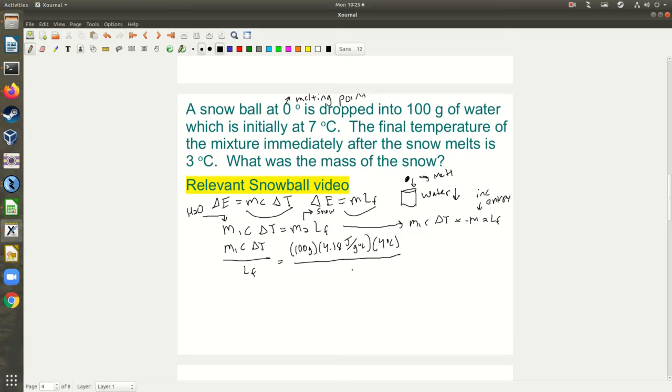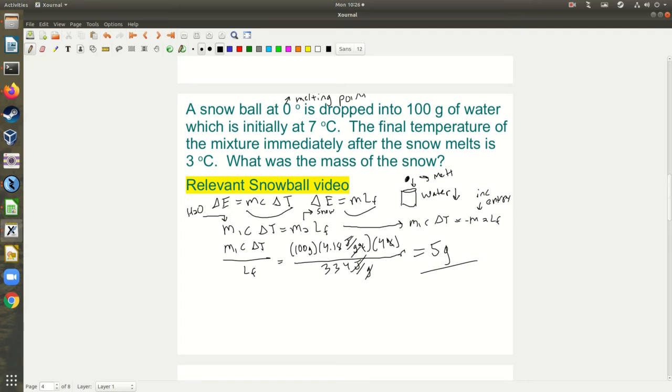Anywho. LF is going to be your 334 joules per gram. All right, so degrees Celsius, joules, that leaves you with grams. That's the only unit. You need it in grams, so everyone's pretty happy. I reach for my trusty calculator to do some calculations. And I get 5. Almost exactly 5, probably because I chose that. All right, so you get 5 grams of snow.